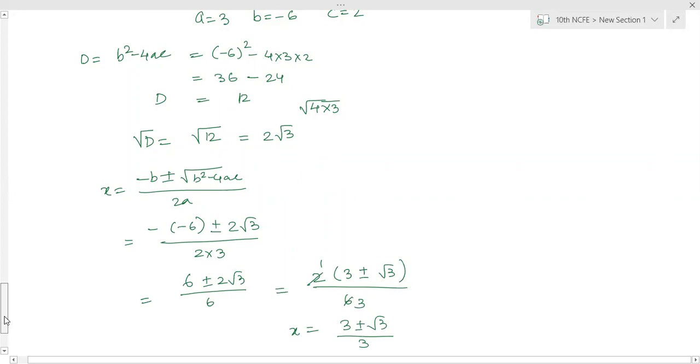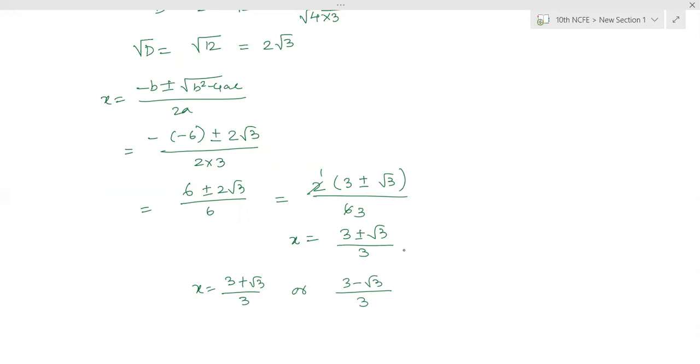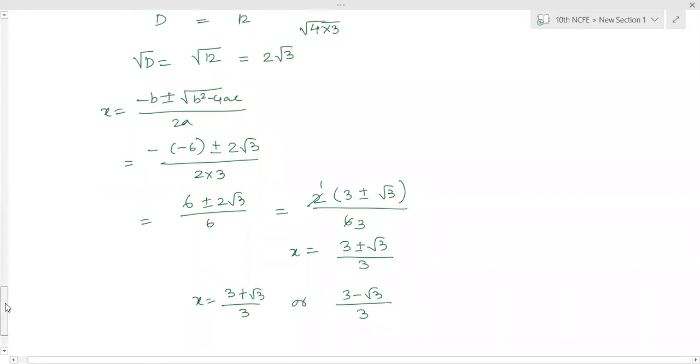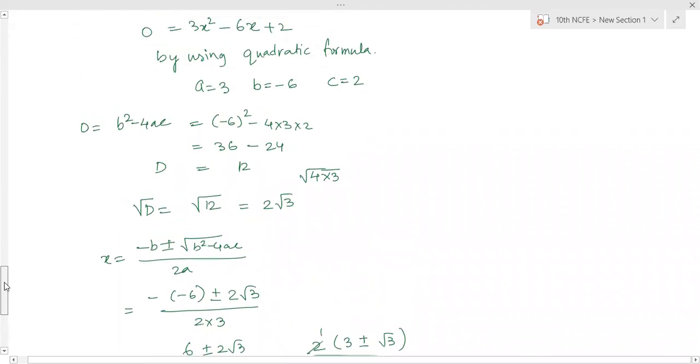So two values of x are 3 plus root 3 by 3. We are not solving further. Or 3 minus root 3 by 3. Don't try to substitute the value of root 3 and simplify it. Not needed. So you can keep it this way. Is it clear how it is solved? Yes, ma'am. Okay. Then write it down.